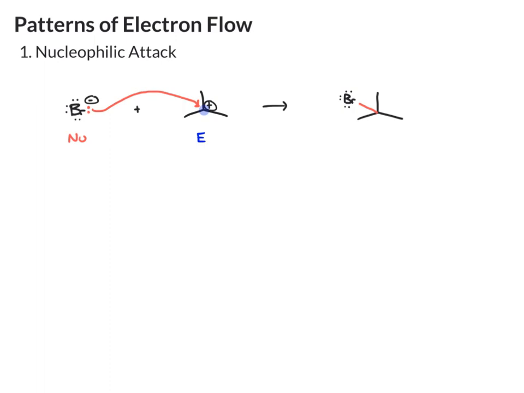When you're doing reactions, check your charge balance. If you look on the left side, you have something that's negative, something that's positive. So a net 0 charge. If you look on the right side, you have something that's neutral, net 0. Make sure your charge balance is maintained in each step.